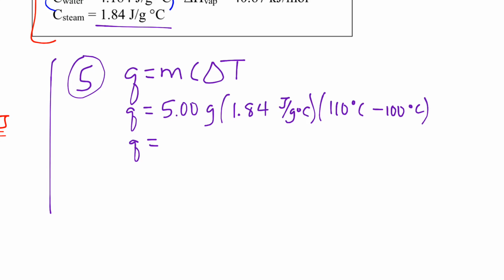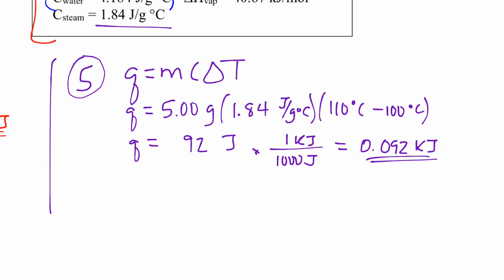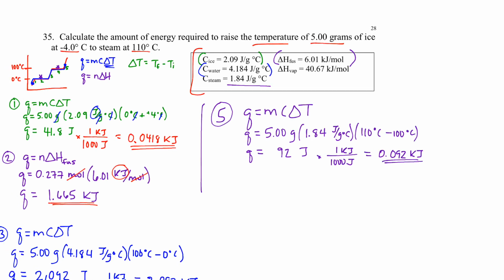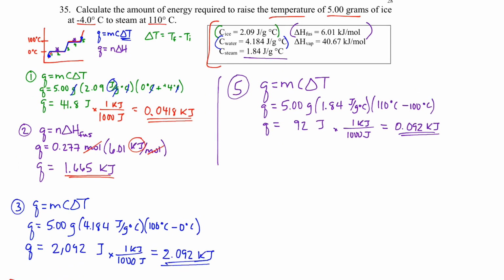So if we do all the math for that 5th step, you would get 92 joules, which once again, if we convert that, will give you 0.092 kilojoules. So you can see that most of the energy is going into the phase change sections, not the heating up sections. Okay.